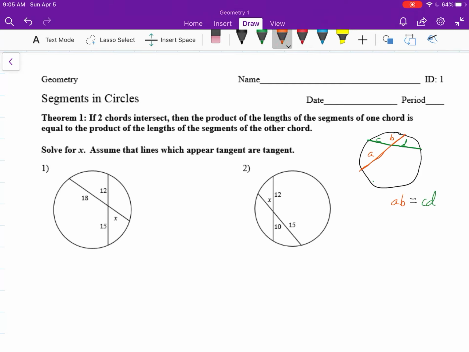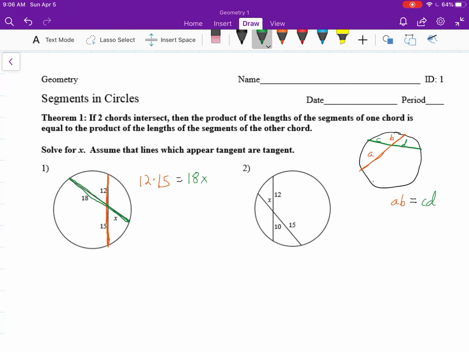So we'll do one example here. Number one, the directions say solve for x, and assume that lines which appear tangent are tangent. All right, well, we don't really have tangent lines here. So we have one segment. So here's our orange segment. That's split into two parts. So that's going to be 12 times 15. And that's going to equal, and we want to look at this other segment, the two segments that this chord is separated into. That's going to be equal to 18 times x.